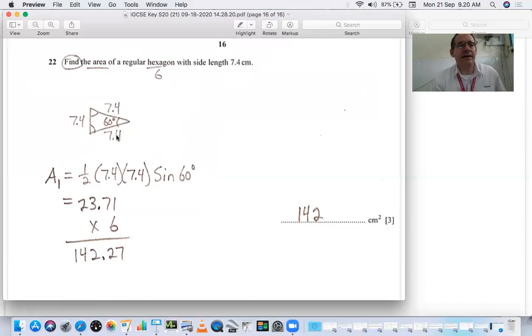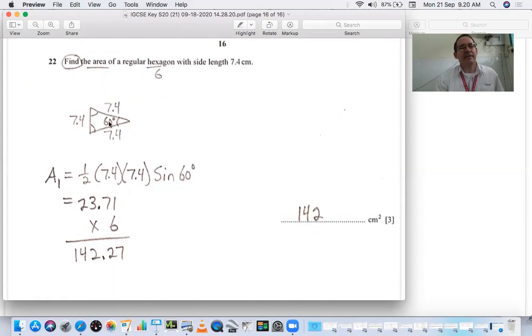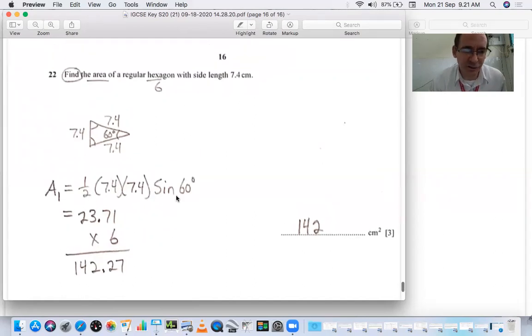And so you can figure out that if the sides are length 7.4, and this angle is 60, and the two sides are the same, that means the base angles are the same. And you can figure out that this is actually an equilateral triangle. It doesn't have to be, but it happens to be here because of this being 60. These sides are both the same, therefore the angles are the same, which means they also have to be 60 as well.